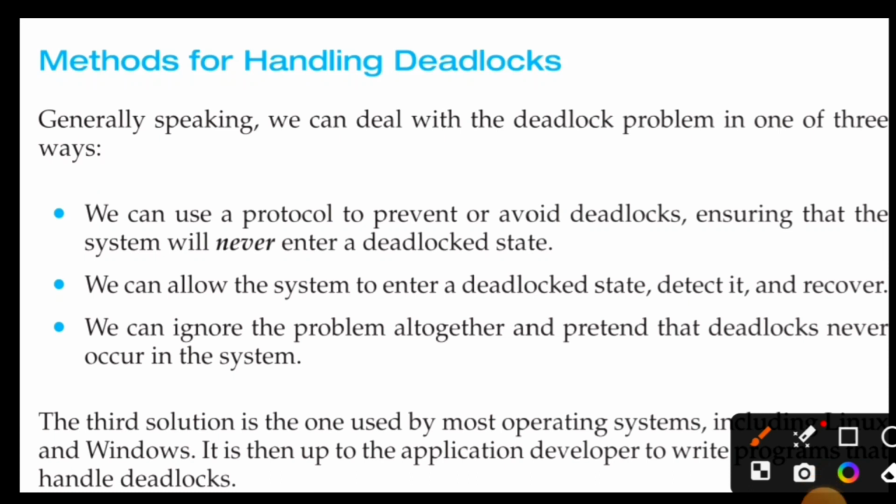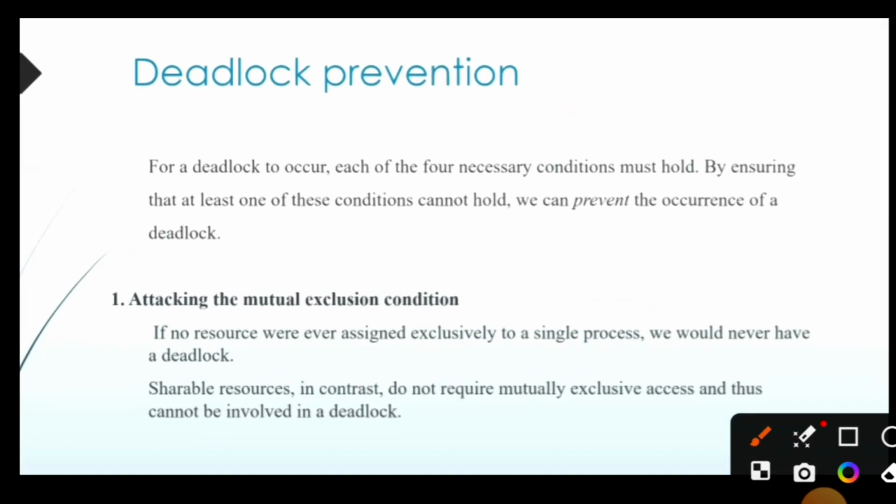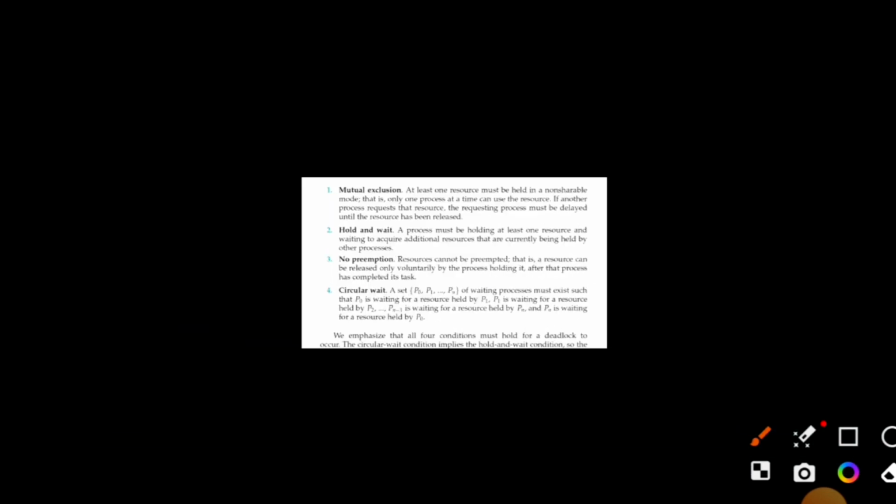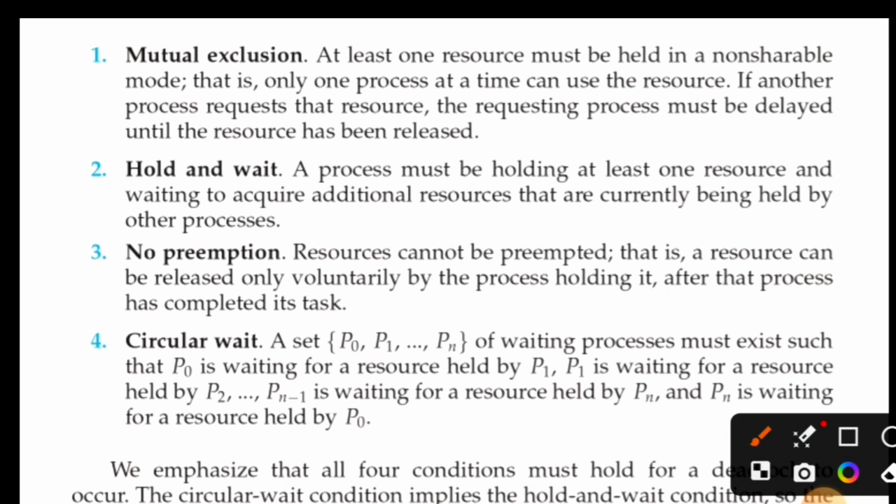Last class we started discussing the methods for handling deadlock, and we have seen three ways for handling deadlock. In this class we will be discussing deadlock prevention. We already discussed the four necessary conditions to have deadlock. We discussed it in our offline class. The necessary conditions are mutual exclusion, hold and wait, no preemption, and circular wait. Hope you remember that one.